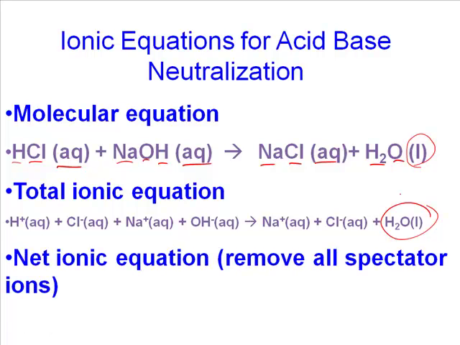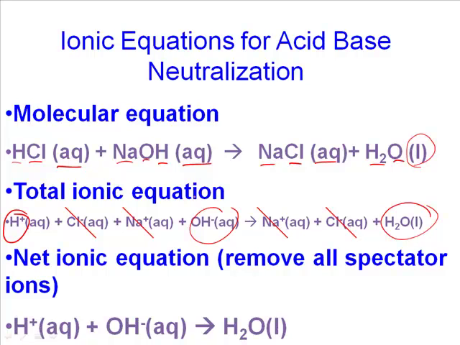The net ionic equation is where all the spectator ions, or the ions that have nothing to do with the driving force, are removed. So in this case, everything that has to do with the formation of water are H plus and OH minus. Okay, all the others are spectators. So we cross them out. The net ionic equation basically brings down the ions that contribute to the driving force, and it looks like this.